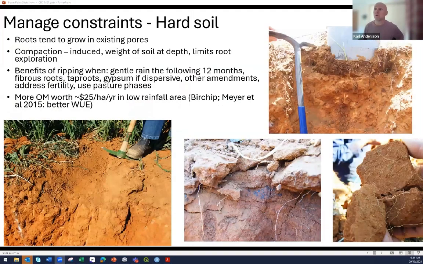So what can you do? What can you look at in managing your soil? You want to deal with constraints. You want to deal with hard pans. You can see them, you can feel them. The problem is water getting into the soil doesn't happen. Roots spend all their time running around trying to find a gap through. So that's a problem.